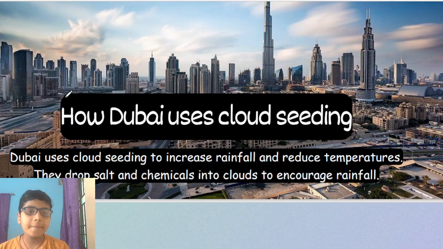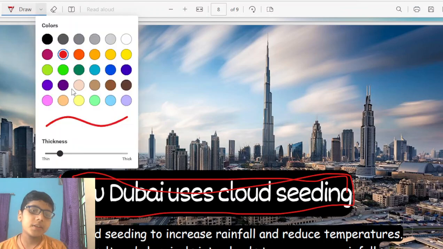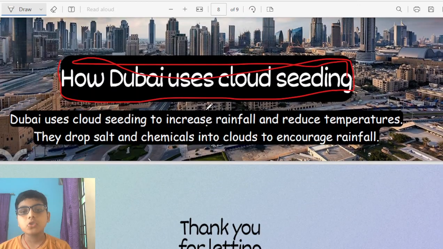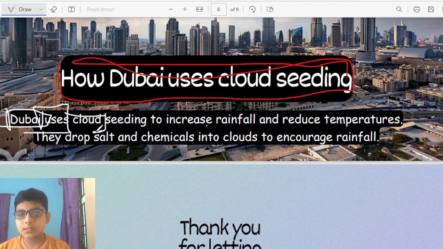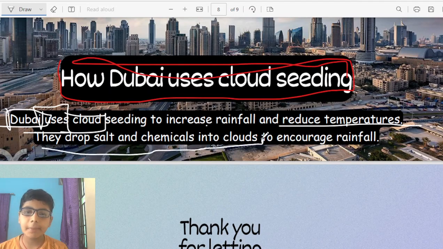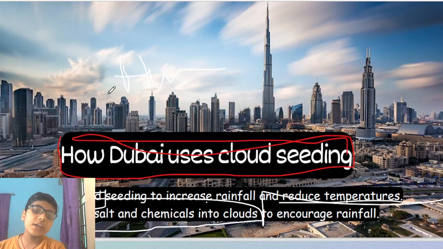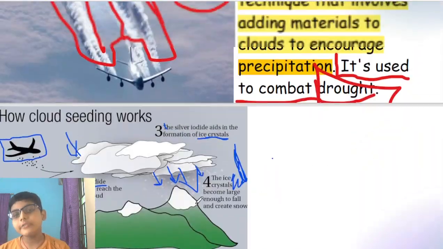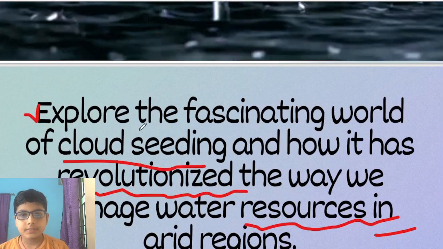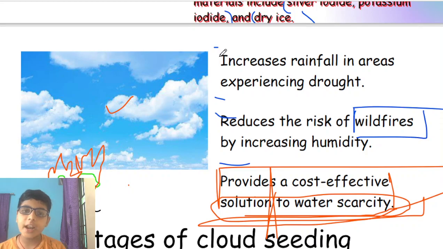Now let's talk about Dubai. How does Dubai use cloud seeding? Dubai is one of the states in Saudi Arabia. Here, as you can see, it uses cloud seeding to increase rainfall and reduce temperatures. The temperature here is very high, and that is why they drop salt and chemicals into the clouds to encourage rainfall. So this was how China, Dubai and other countries use this to create all these advantages.